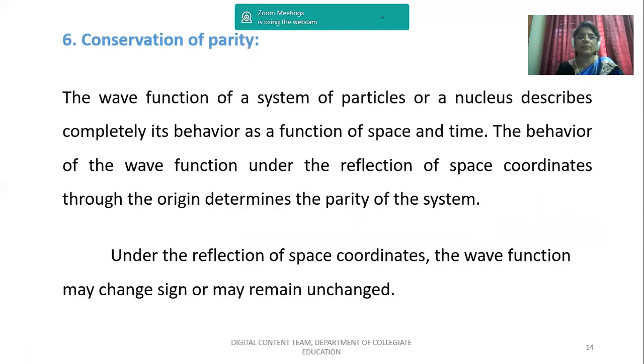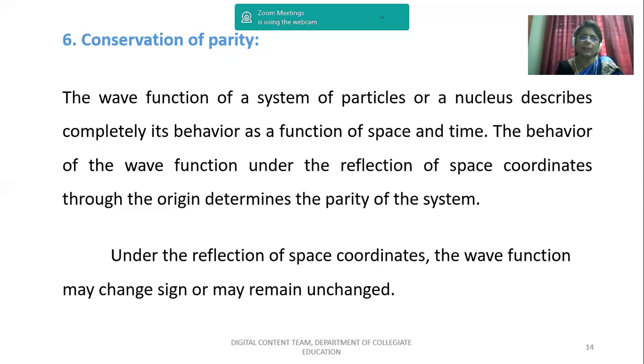Let us consider the conservation of parity, which is very new to you. The term parity is new to you, but it is very, very important to understand once you are learning nuclear reaction, nuclear process. Here we'll try to understand first the meaning of parity, then we'll try to understand how the conservation of parity is validated in reactions.